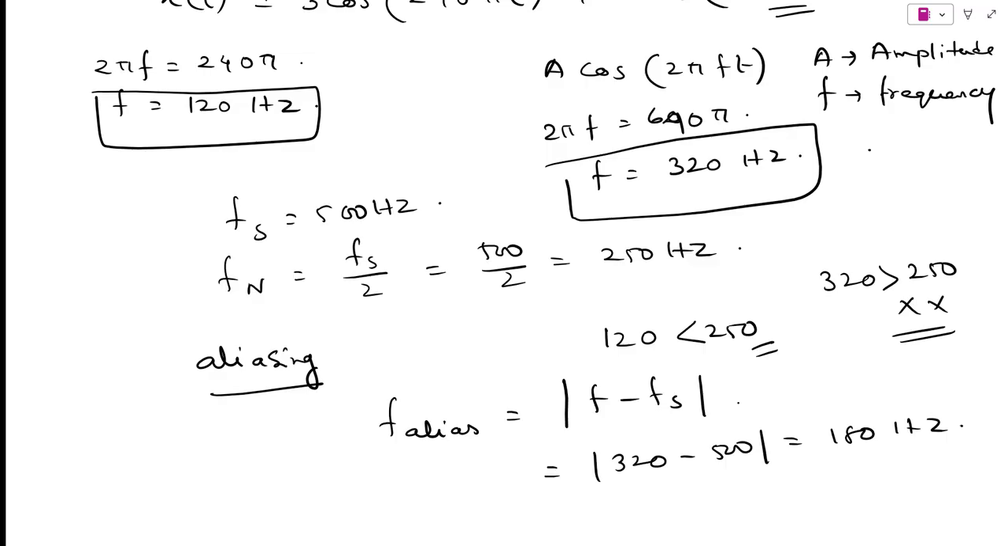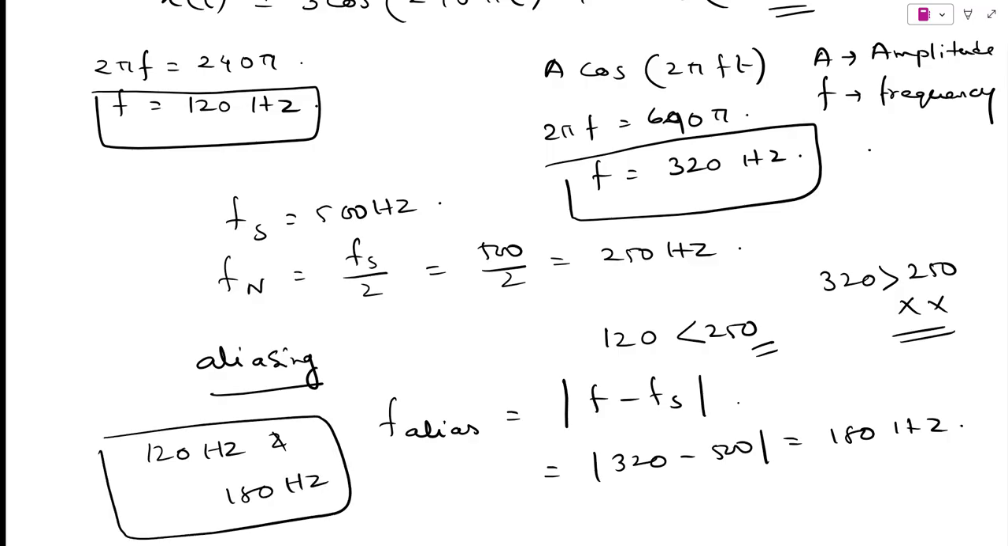Now the filter cutoff is 250 hertz. Which frequencies lie below 250 hertz? We have the original 120 hertz and the alias 180 hertz. Both are below 250 hertz, so both pass through the filter. So the output contains 120 hertz and 180 hertz. This is the final answer for this question.